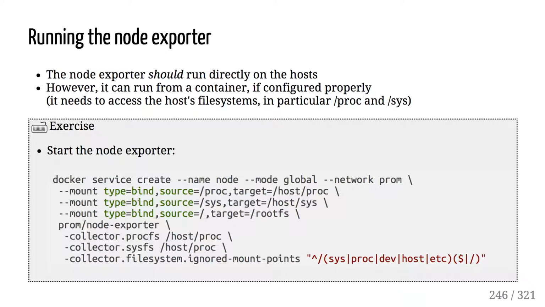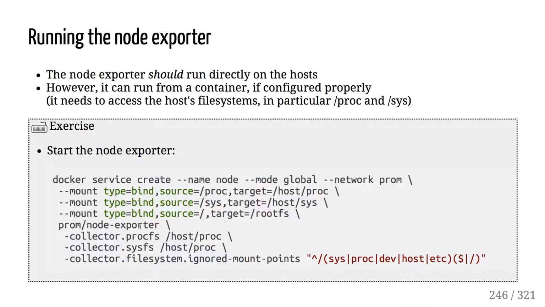Then I'm going to run those node and cAdvisor services. In theory, the node exporter should run directly on the hosts. But in practice, if you know enough container foo, you can run it in a container and still get access to all your metrics. This command line seems absolutely awful, but it's a different kind of awful from the one where we use the SSH trick, basically.